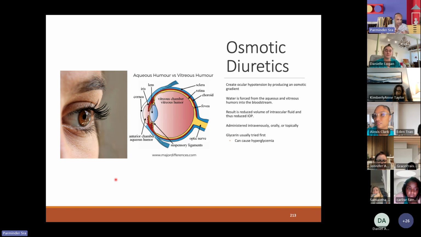As I said, mannitol, usually given IV, is the most commonly used osmotic diuretic for acute closed angle glaucoma, because that is a sudden, severe concern. You need to decrease the pressure right away, and because mannitol acts within minutes, that's why it's used in acute conditions.